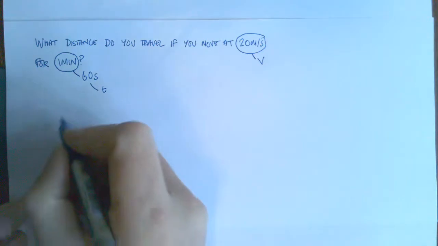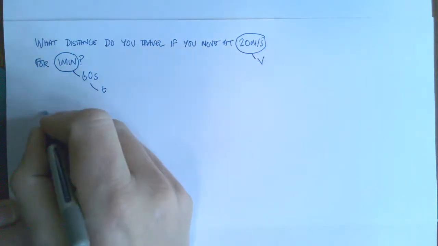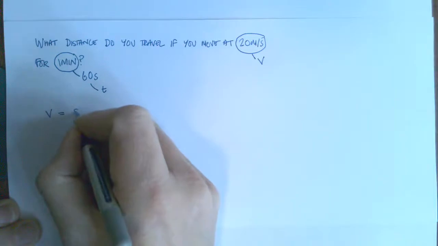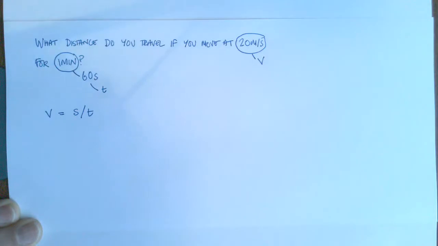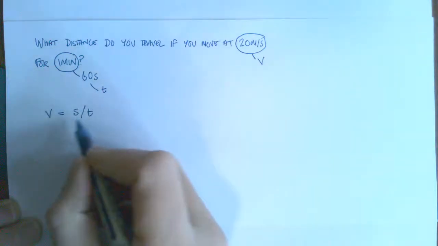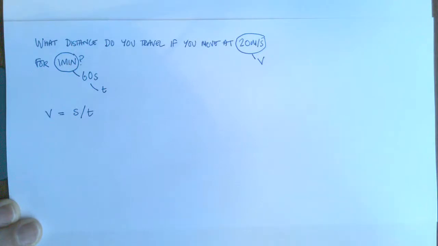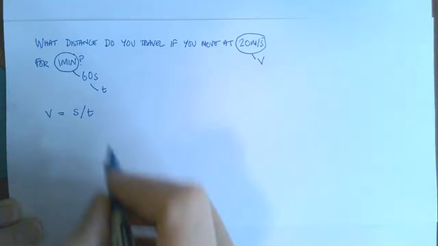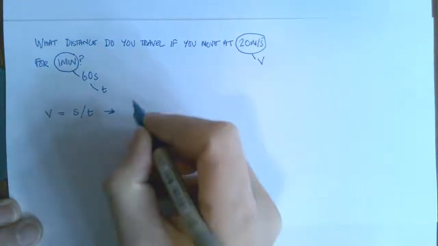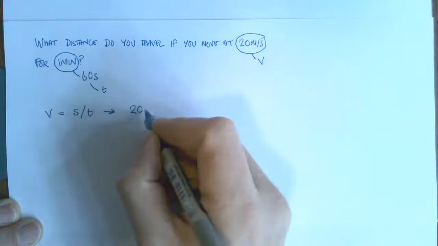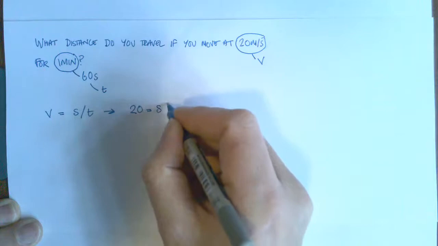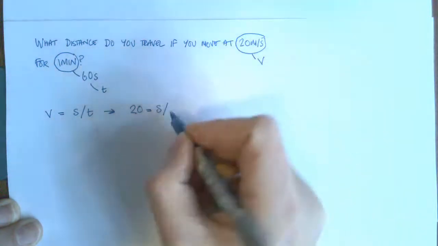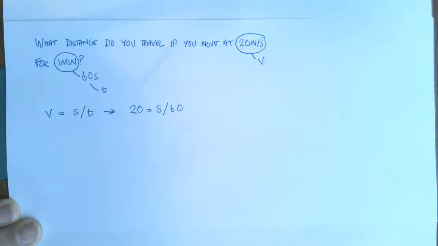And now what I'm going to do is write down the equation. V equals s over t. And what the examiner likes you to do is just put those numbers in without rearranging it. It seems like an unnecessary step, but they will give you a mark if you go wrong with something else. So I will write 20 equals s, the displacement we're trying to find out, divided by 60.